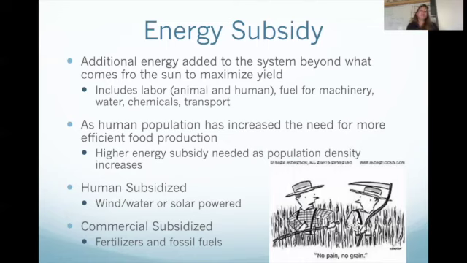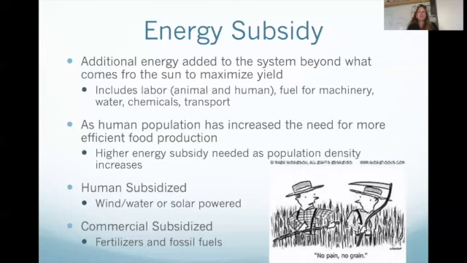An energy subsidy is additional energy added to our system beyond that which comes from the sun. Our energy subsidy includes human labor. Like I said, it's all of this to make our systems run more efficiently, to make sure that when I grow corn, we get that corn for us to eat. It's all the fuel for our machinery that we're using. It's our water, it's our fertilizers. It's the transport of this stuff from one location to another. It's the planting of the seed.